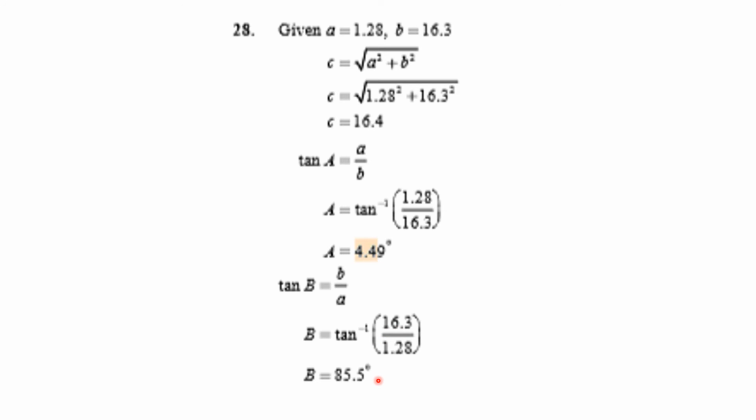85.5 degrees. A and B in this case are going to be complementary angles, and that would have been another way to have solved that problem once you got to that stage.